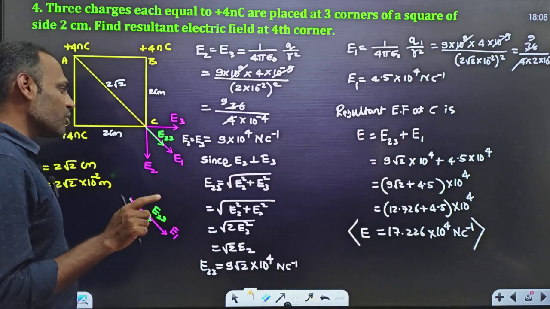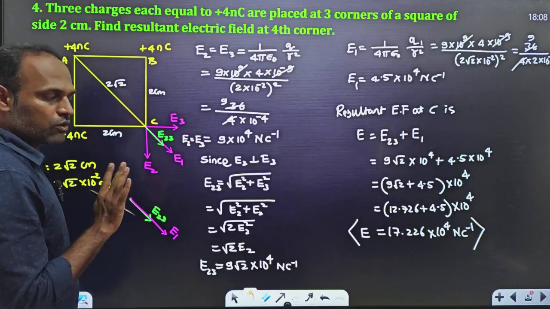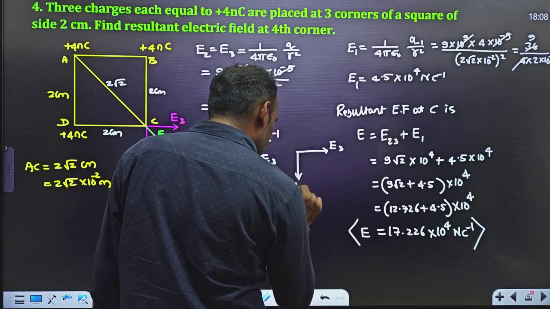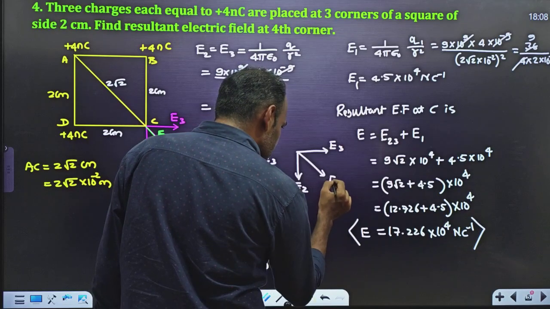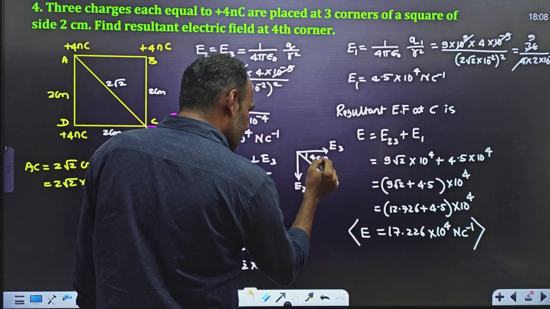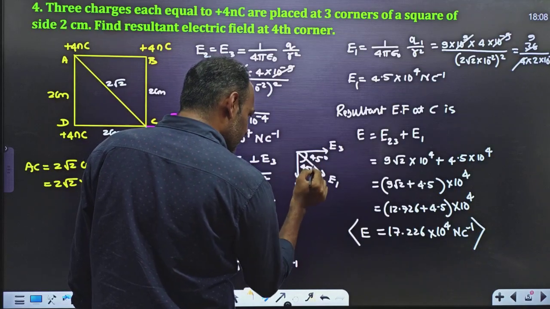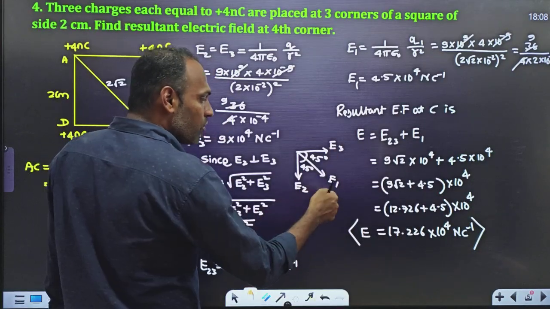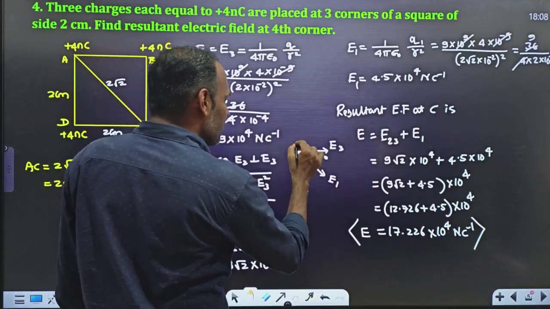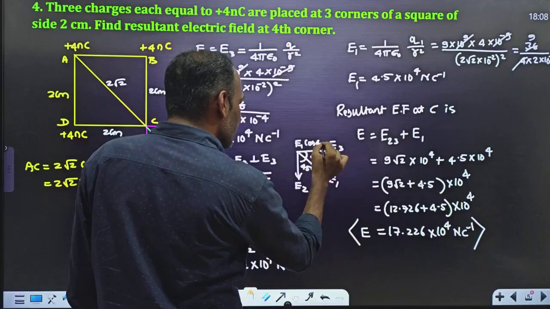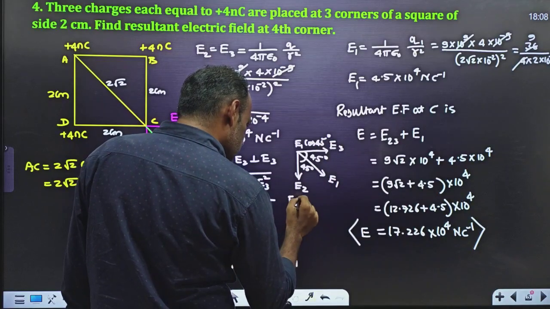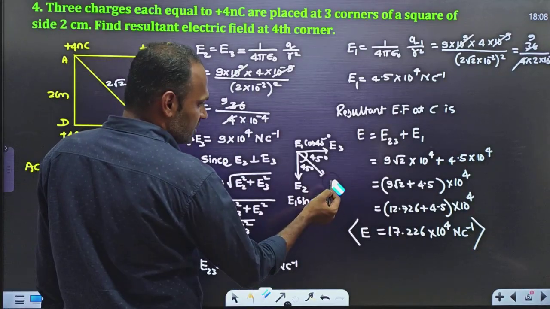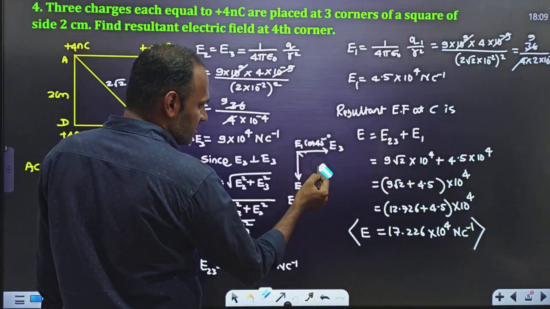Then what should you do? At that time you don't find E23. Instead, see, this is E3, this is E2, and this is E1. This angle is 45 degree, we know that because it is acting along the diagonal of the square. So instead of finding the resultant of E2 and E3, you resolve E1. You will get E1 cos 45 degree here and E1 sin 45 degree here. After resolving, you forget the original E1.